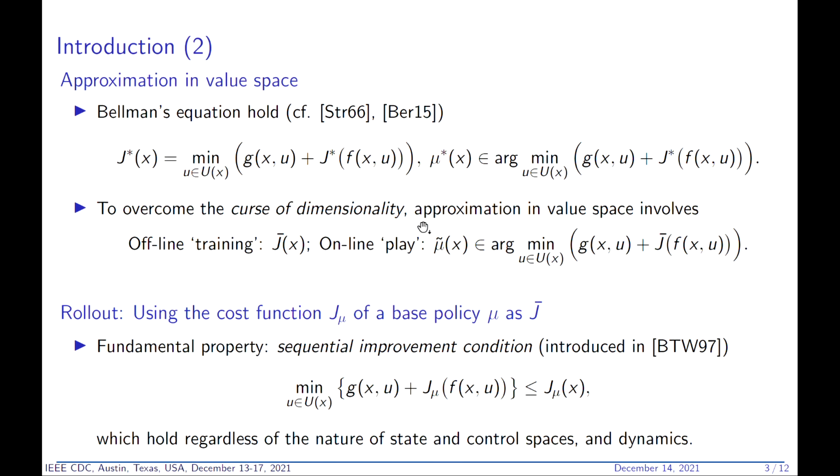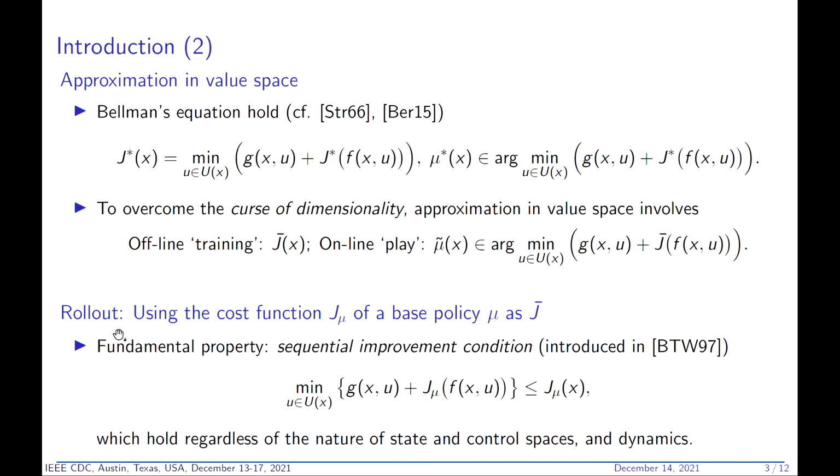Due to the curse of dimensionality, we cannot get J star. So in place of J star, if we use some function J bar and assume that J bar carries some information of J star, we may expect the policy we get, mu tilde, to also be desirable in a certain sense. This optimization step we call online play, for reasons that will be clear shortly. In order to perform this step, we need to have this J bar beforehand. The process of obtaining this function J bar, we call offline training.